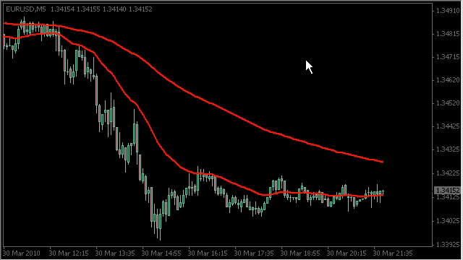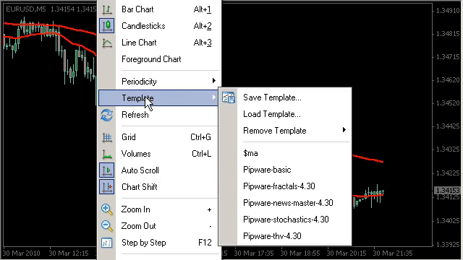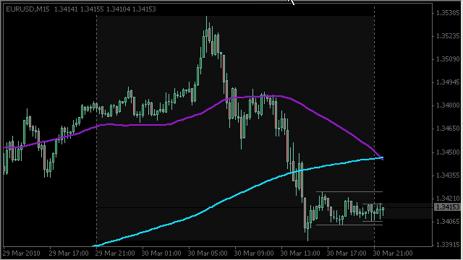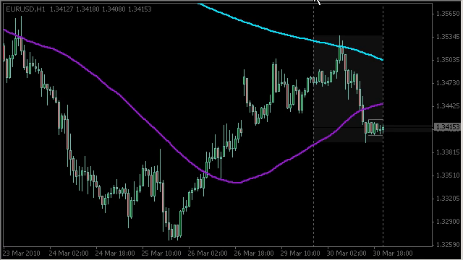So this is why I set up the dashboard, and I just made a template today just to show you this exact thing. So if you change time frames, the moving averages will change to the appropriate values for that time frame.